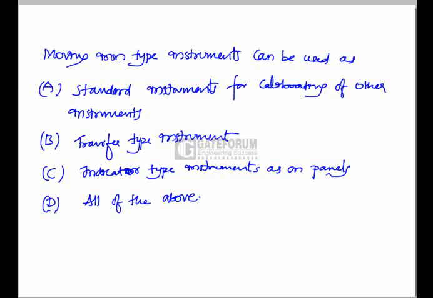Moving iron type instruments can be used as... Okay, we know that moving iron type of instruments and moving coil type of instruments are indicating type instruments. Okay, in these options, option C is correct.